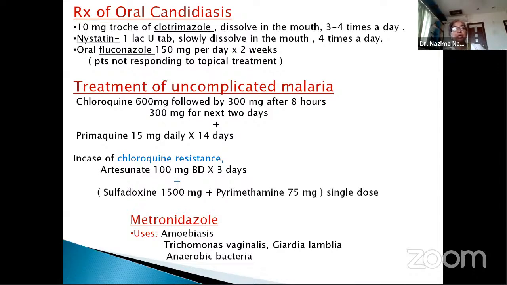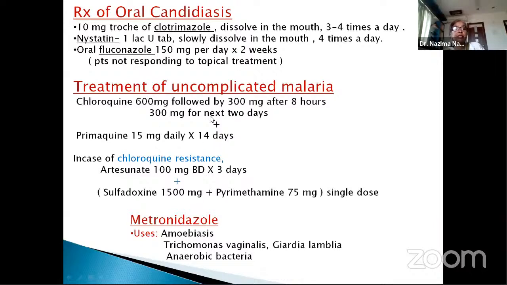Now coming to the treatment of uncomplicated malaria. Now here generally earlier we were using chloroquine for this regimen, that is 600 milligrams of chloroquine was given stat once the diagnosis of malaria was done, and then it was followed by 300 milligrams which was given on the same day after 8 hours, and then for the next 2 days 300 milligrams which was given. Of course, this was combined with primaquine 50 milligrams daily for a period of 14 days.